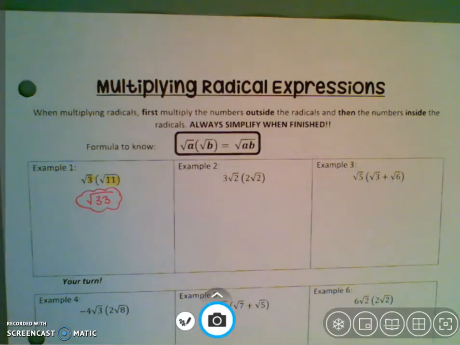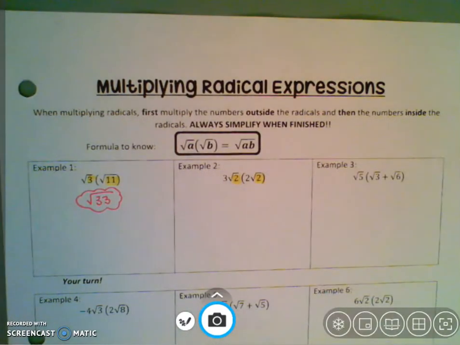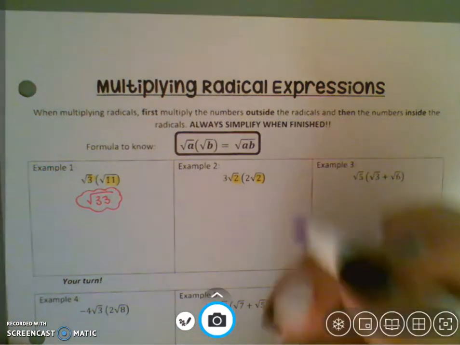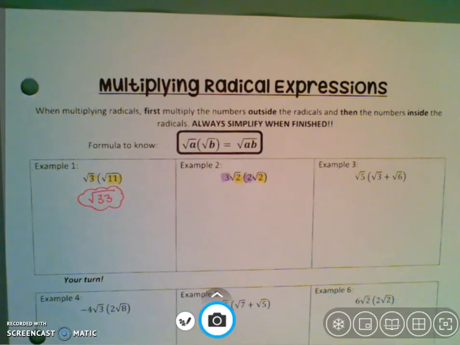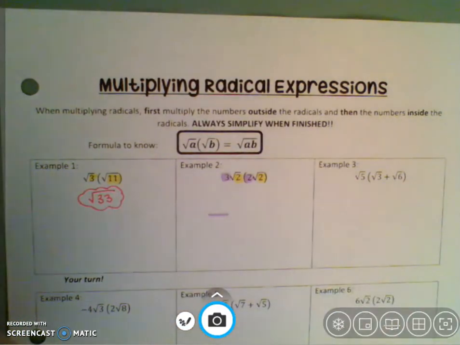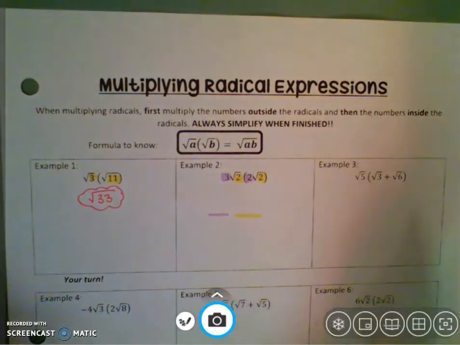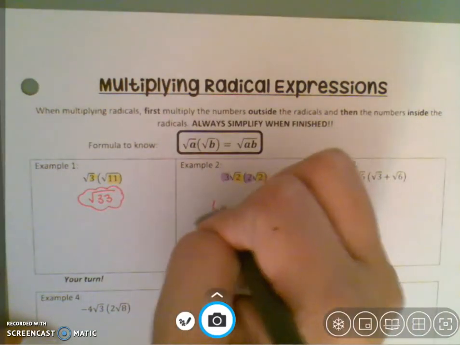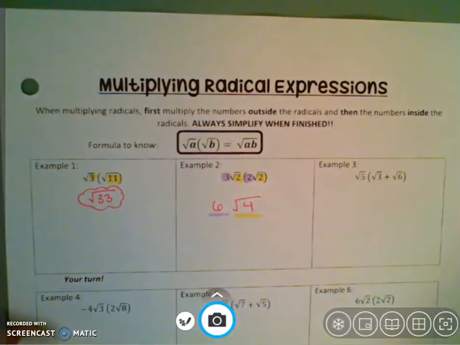Okay, on example number 2, these two are inside the house, but these two are outside. 3 and 2 are outside the houses. So we're going to multiply the outside first, and then the inside. So the outside is 3 times 2 makes 6. The inside, 2 times 2 makes 4.